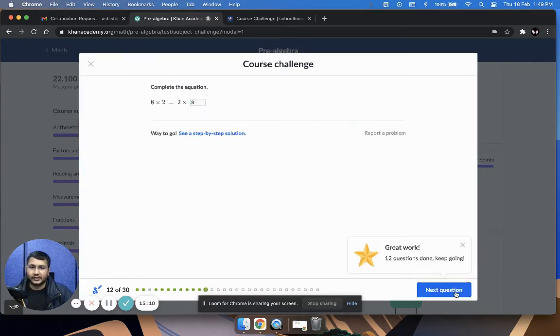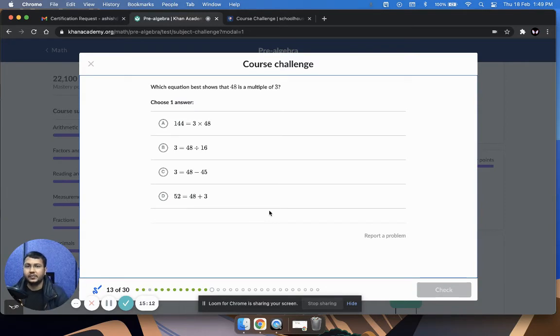Which equation best shows that 48 is a multiple of 3? Well, 48 is a multiple of 3, but let's see. Choose one answer. First one says 144 is a multiple of 3, 3 times 48, which is not what this means. We want 48 to be written as 3 times something. Option B makes sense.